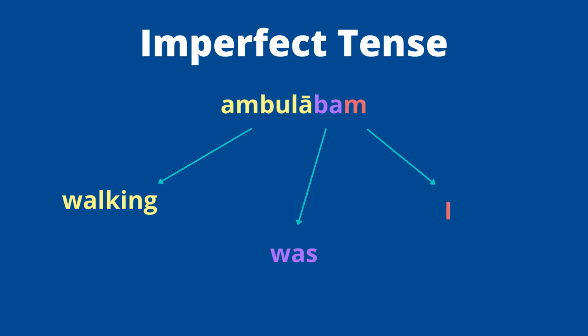It happened in the past. It's a continuous action, right? So the ba means was. The M on the end is telling you who was walking, right? I. So you're literally hearing it as walking was I, and then you process it. You're like, got it, ambulabam, I was walking. It makes sense. So that's really what you're doing here. By sticking the ba in, you're just making it either was or were, and the ending, just like always, right? In Latin verbs, the ending tells you who's doing the action. Right? So ambulabam, literally walking was I. It means I was walking. That's how we get there.